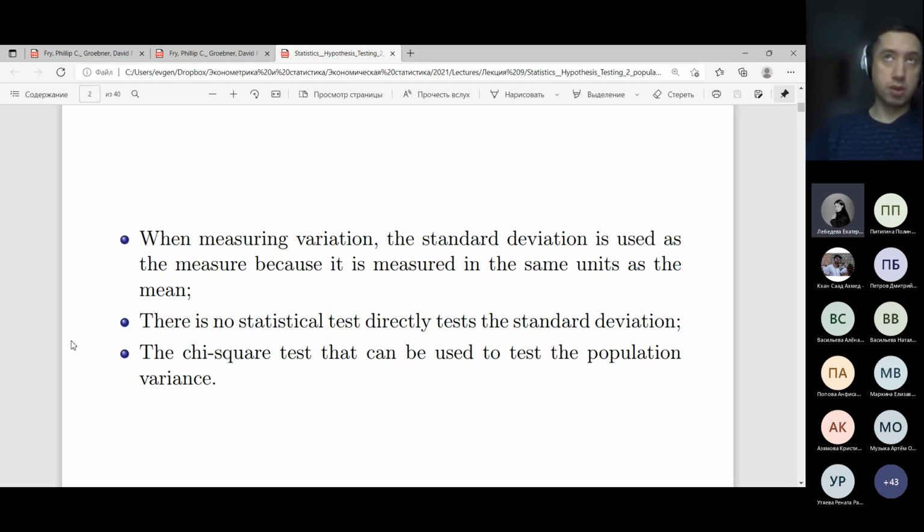Likewise two weeks ago, let's start with the comparison of a single standard deviation with a single number. For example, you want to know whether a certain standard deviation is greater than a certain number, or smaller than a certain number, or equal to this number. And in this case, you have to conduct a chi-square test.